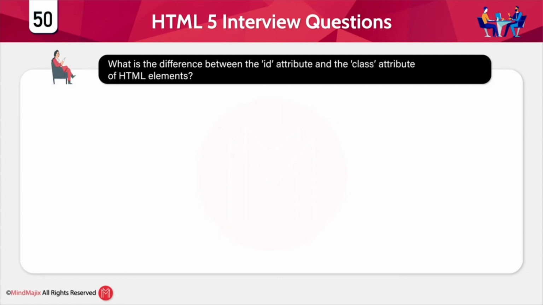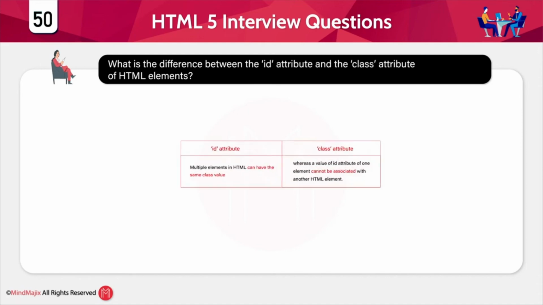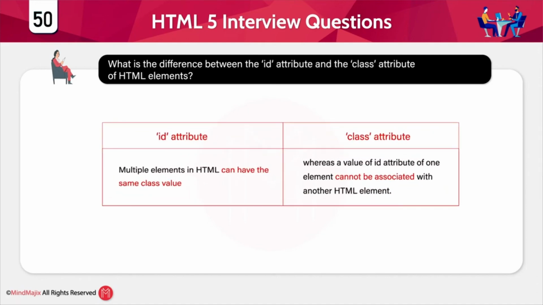What's the difference between the ID attribute and the class attribute of HTML? See, guys, multiple elements in HTML can have the same class value. Whereas an ID attribute of one element cannot be associated with another HTML element. When we have multiple elements, in order to differentiate one element from another, we use ID. The ID attribute value must be unique.